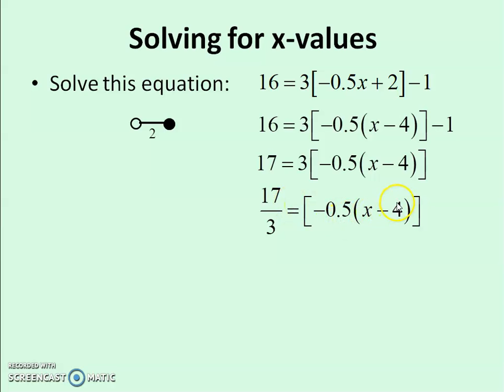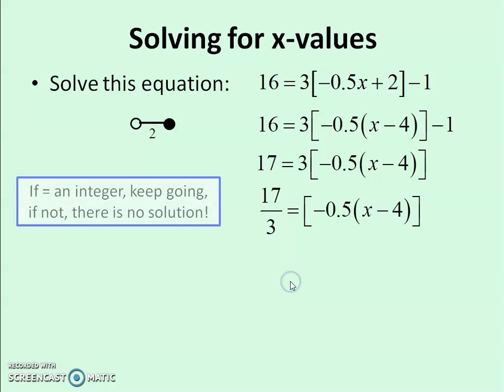Why is that? Well, it's because even if you got 17 over 3 in this bracket, the meaning of these greatest integer brackets would tell you to round that down. And 17 over 3 would get rounded down to 5. So there's no way to have any number in this bracket that gets rounded down that would equal something that's not an integer. And that just means that there is no solution in this case. And that is how you solve a greatest integer equation.